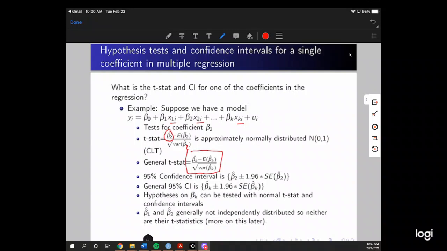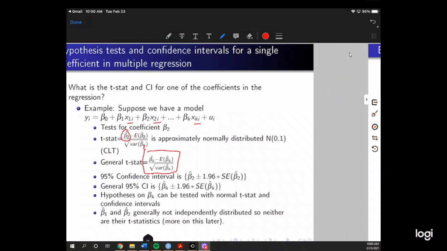So hypotheses on beta k can be tested with normal t-stats and confidence intervals because of the central limit theorem. This is super nice. It makes our lives easy. Beta hat 1 and beta hat 2 are generally not independently distributed, so neither are their t-statistics. So this is going to cause problems later on when we do joint hypotheses.